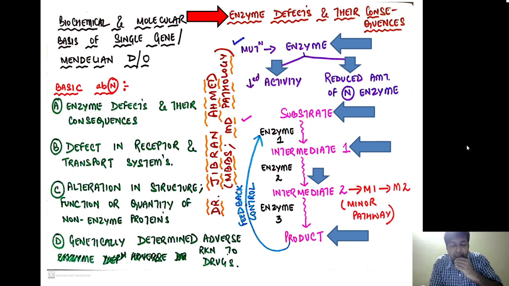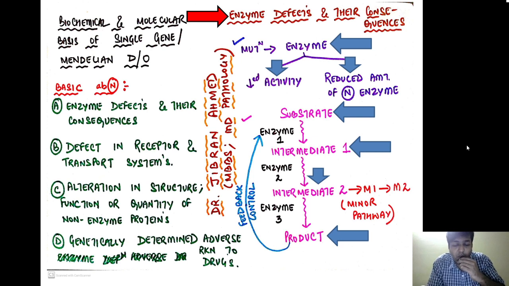Now normally, in this particular pathway, multiple enzymes are involved, and the end product that is formed is inhibiting the enzyme number 1. That is, there is a feedback control. So once the end product has been formed, it is going to inhibit the pathway by inhibiting enzyme number 1. Also, if intermediate number 2 accumulates in larger amounts, it can form some other substrates like M1 and M2 via the minor pathway.